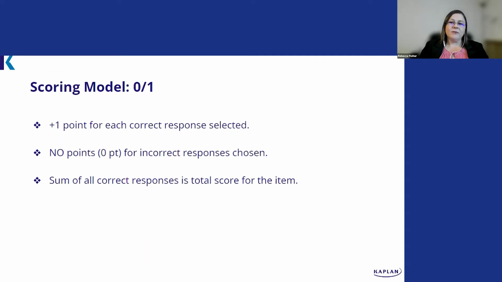You are very familiar with that one. This is the classic scoring rule, which has been used for all test items up until NGN was developed. You will earn 1 point for each correct response. You do not receive points for incorrect answers. You do not receive negative scores in 0-1 scoring. Therefore, the sum of all correct responses is the total score for an item.